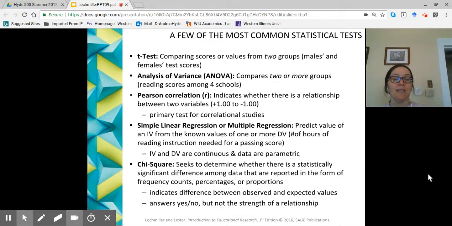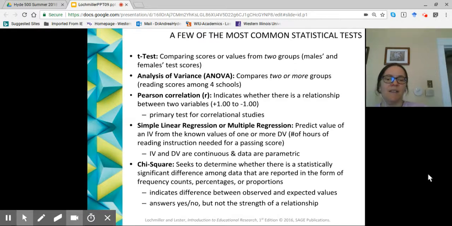So here we go, the simplest test, the t-test. You're just comparing scores here. Comparing scores or values from two groups, right? If you have more than two, you're going to move on. So this is just two groups, males and females' test scores. The test scores of third graders at Hamilton and third graders at Jane Addams, right? Just two groups. And you want to know if there is a significant difference, right? That means a difference exists there with less than a 5% chance of it being a fluke in the relationship. So that's what significance means.